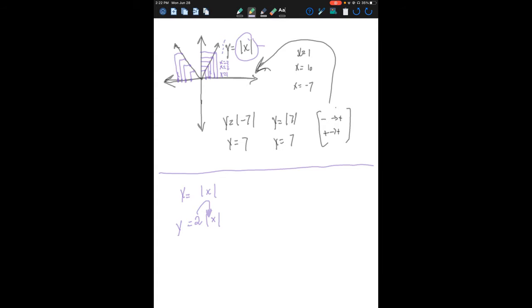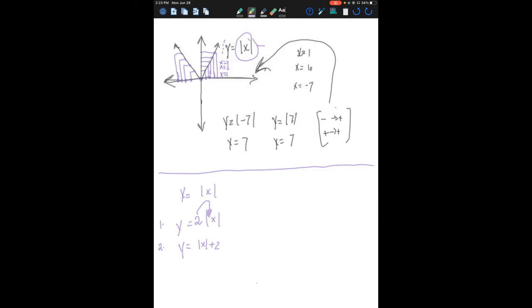Now, that was the first transformation. The second transformation would be shifting up and down. So if you have something like y equals the absolute value of x plus 2, that means here you did not have any shift, so your y shift was 0 at this time. And what you're going to be doing is a shift. So the shift will be something like this.